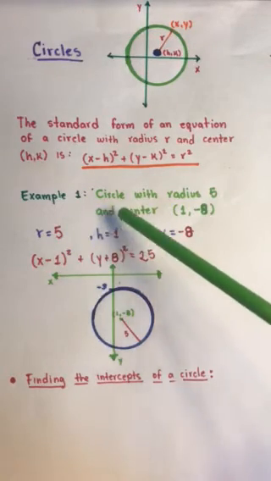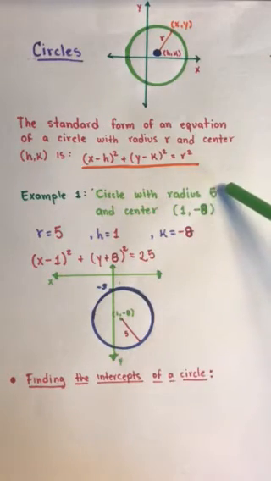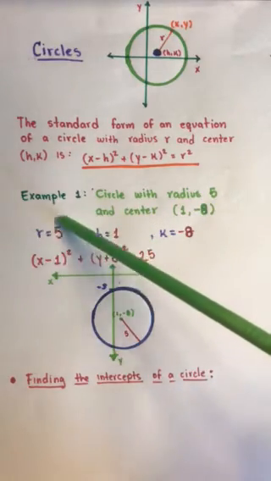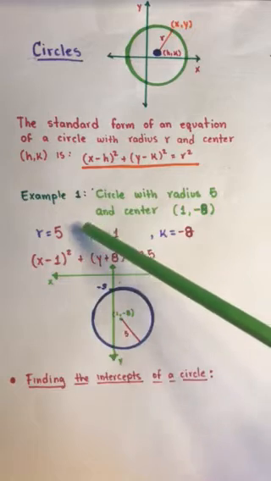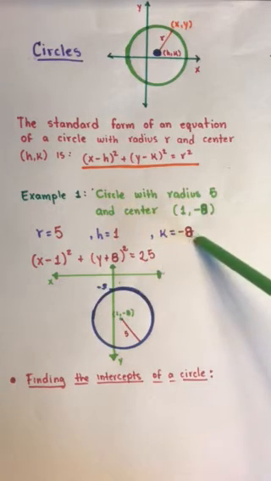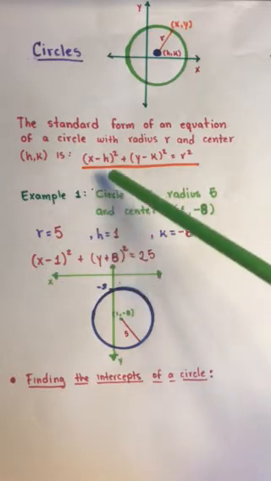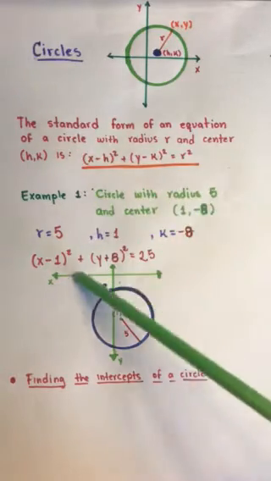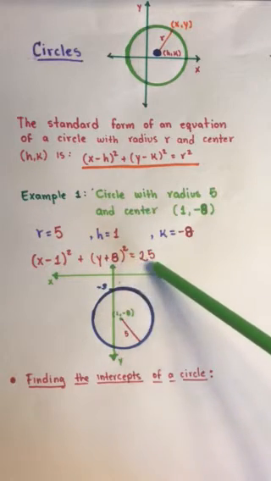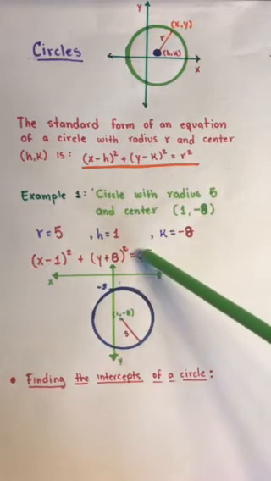So example number 1, we have a circle with radius 5 and center (1, negative 8). So the radius is 5, r equals 5, h equals 1, and k equals negative 8. We plug the values into our equation and we get (x minus 1) squared plus (y plus 8) squared equals 5 squared, that is 25.